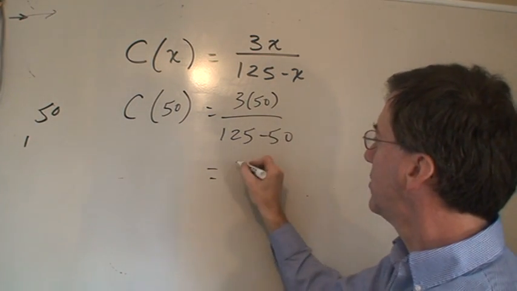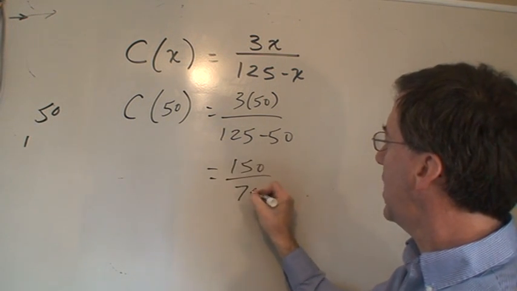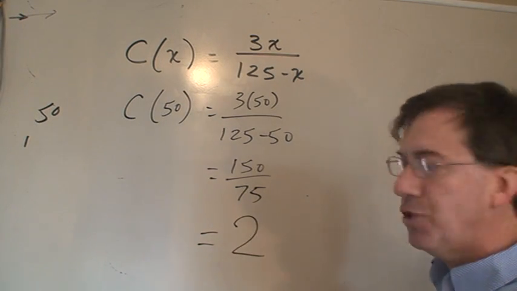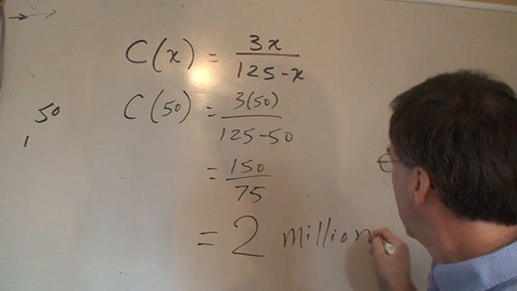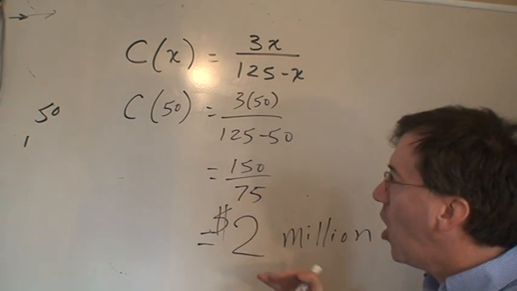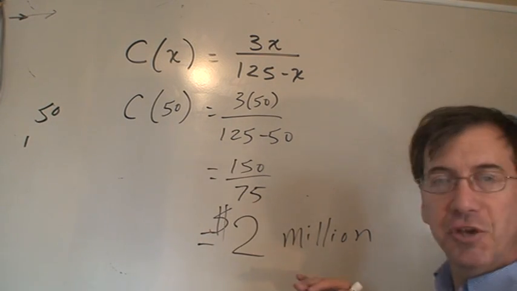So 3 times 50 is 150. 125 minus 50 is 75, so I have 150 divided by 75. My answer is 2. Remember that the cost was in millions of dollars, so I would tag on the million, put a dollar sign there. So the cost of the project, if you were 50% complete, would be $2 million.